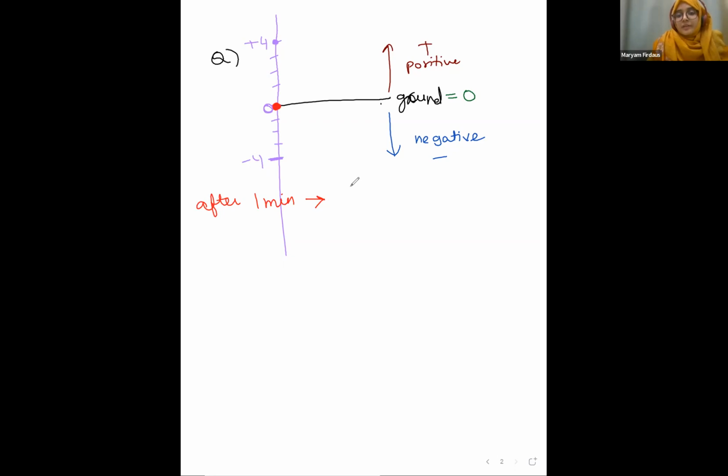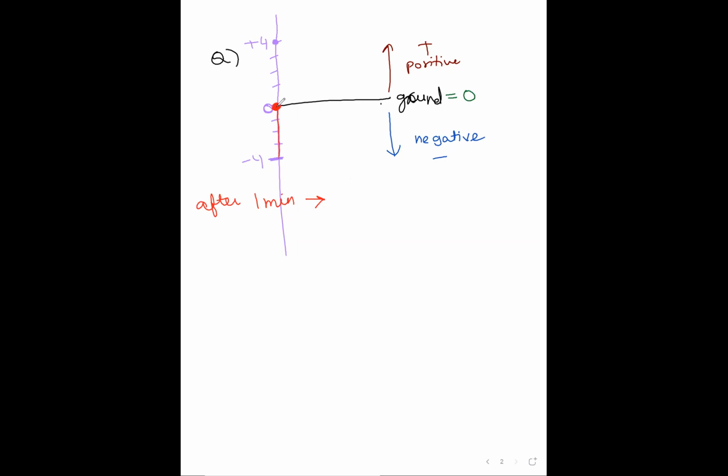Look at the speed of it. 4 meters per minute. So after 1 minute, what will be the position? It started from 0, from here. After 1 minute, where will it reach?